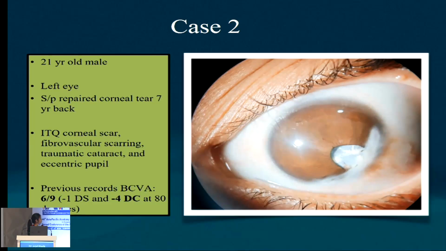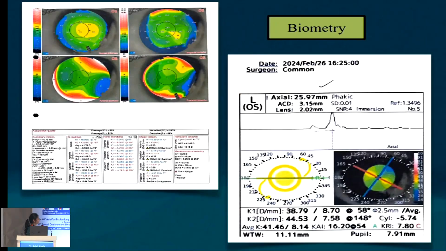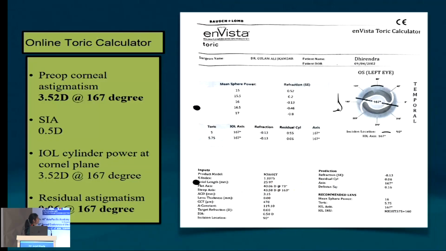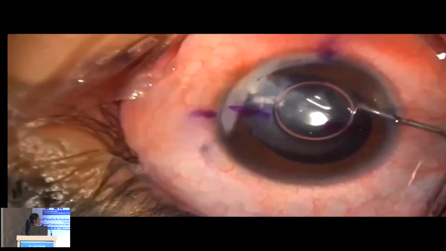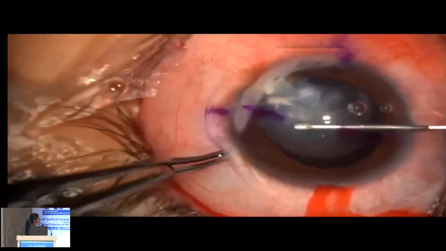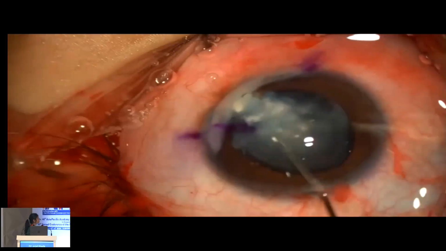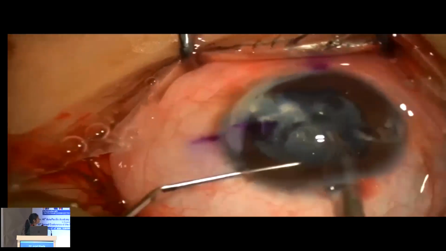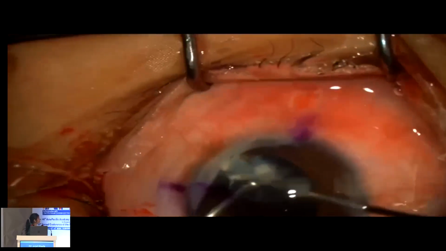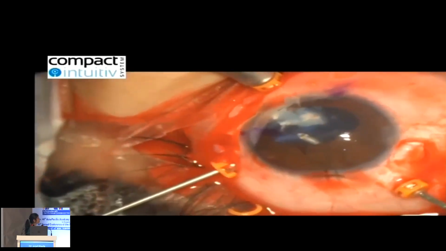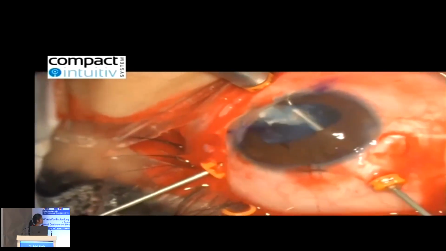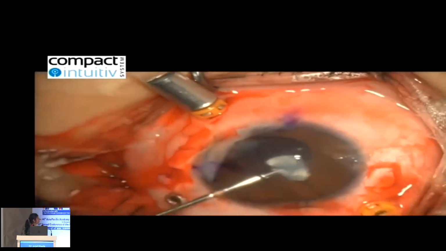Previous record showed BCVA of 6/9 with -4 diopter cylinder. Online toric power calculator showed residual astigmatism of 0.067 diopter. Pre-operative slit lamp and intraoperative toric axis marking were completed. Phacoemulsification with in-the-bag toric IOL implantation was planned initially, but a calcified cataract tightly adhered in one quadrant required a pars plana approach for extraction. Two 3 into 3 mm partial thickness scleral flaps were created on the toric axis.